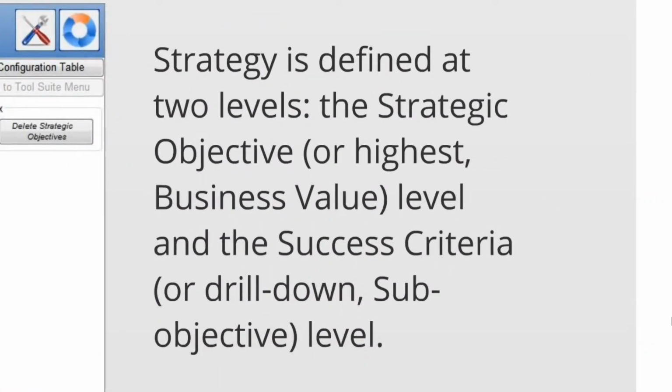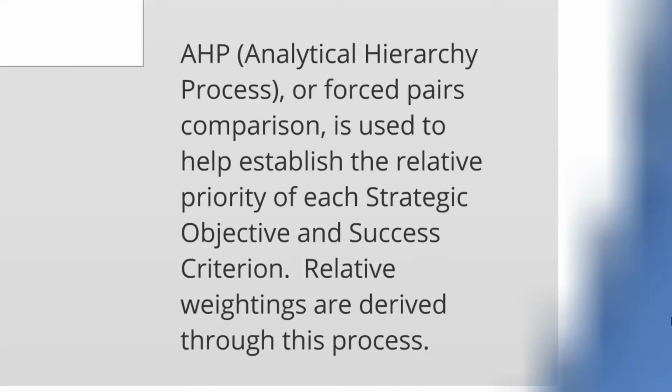The strategy is defined at 2 levels of detail: the highest, or strategic objective level, and the more detailed sub-objective, or success criteria level, at which investments are scored. Relative priorities are obtained using the analytical hierarchy process, or forced pairs comparison. This looks at each pair of objectives and criteria, recording which is more important and by how much. It's a simple way to determine relative priorities across a complex set of goals.